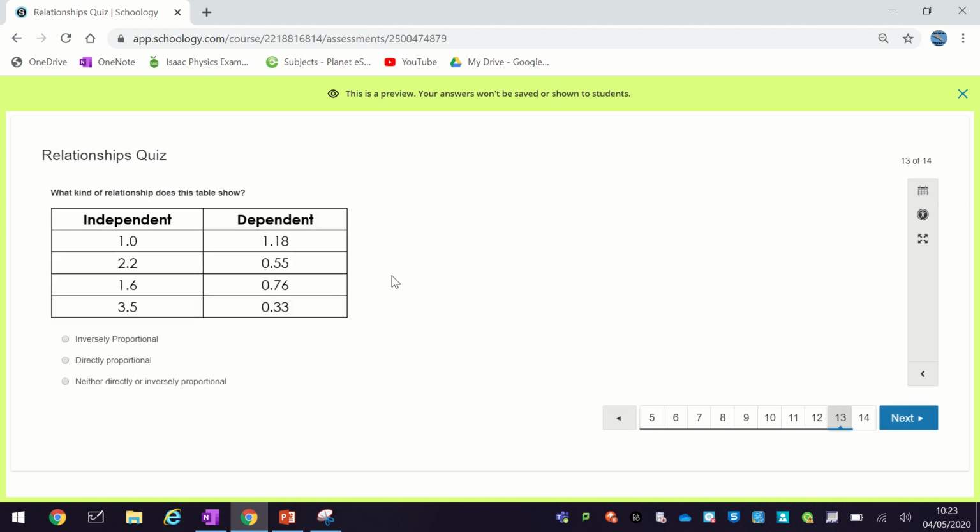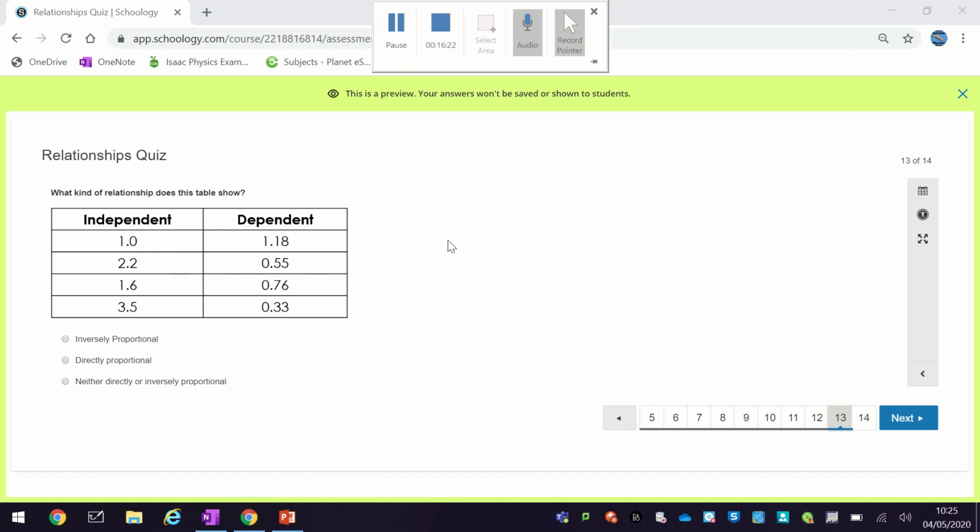So let's have a look at one final one. What kind of relationship do we have here? Things I'm looking for: when independent doubles, dependent, what's happening to that? That's about 1.2 to about 0.6. So it is roughly halving. So I'm going to check for an inversely proportional relationship. This isn't going to be a directly proportional relationship here. So let's double check that.